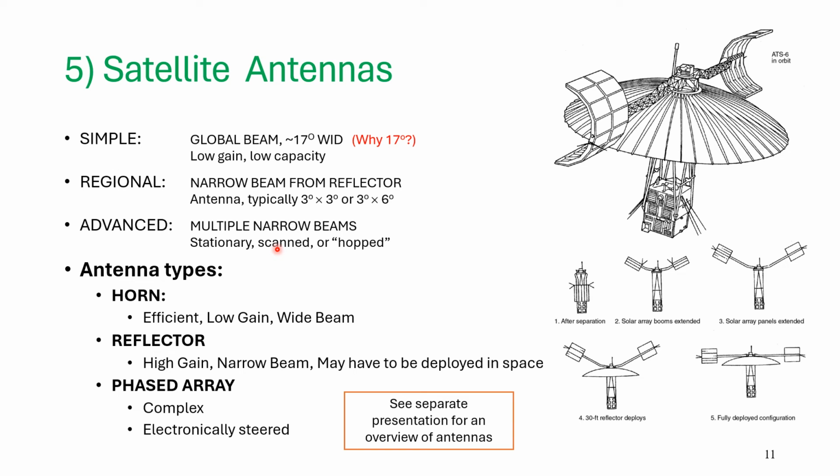We also can classify antennas by different shapes: horn antennas, reflector antennas, and phase arrays. Horn antennas are efficient, low gain, wide beam. Reflectors have high gain, narrow beam, and may have to be deployed in space. These are general comments. Of course, a specific design will have its own characteristics. Phase arrays are complex arrays of antennas, electronically steered, and we'll come to them.